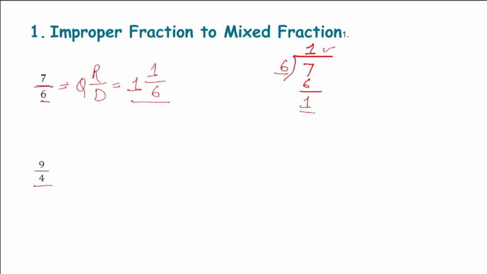Next I have taken 9 over 4. So I will take this 9, and here we will take 4, because 4 is the divisor. 4 times 2 is 8. Remainder is 1. So again I will convert this into the form of Q R by D, where Q is the quotient which is 2, R is the remainder which is 1, and D is the divisor which is 4.